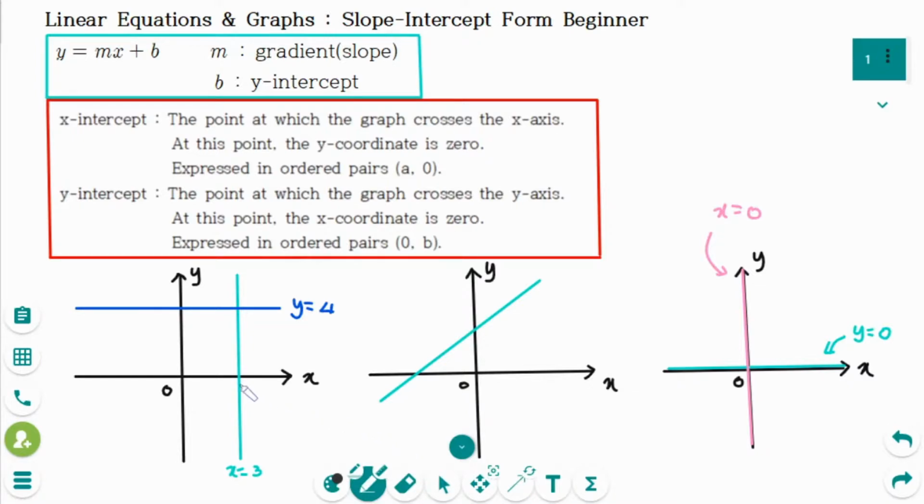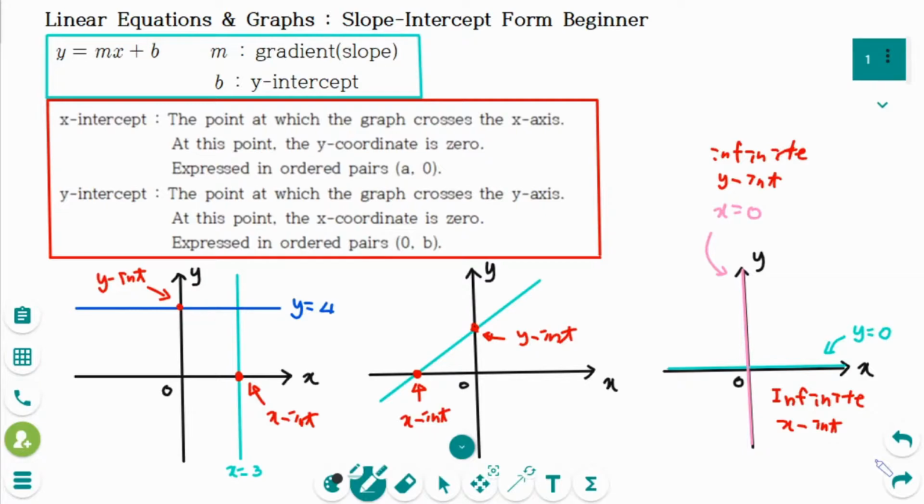In the first graph, this point is x-intercept and this point is y-intercept. In the second graph, this point is x-intercept and this point is y-intercept. In the third graph, since the line is on the x-axis and y-axis, there are infinite x-intercepts and infinite y-intercepts.